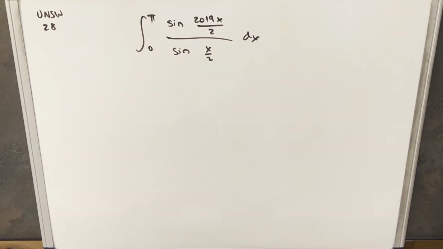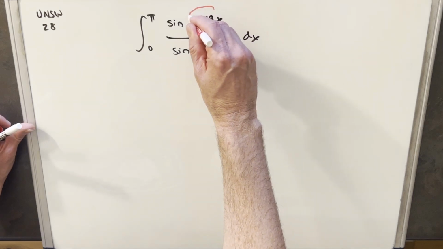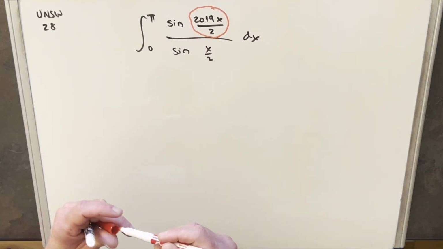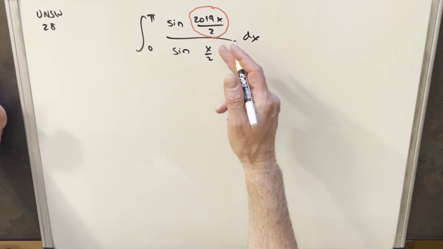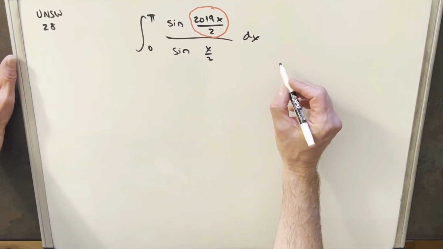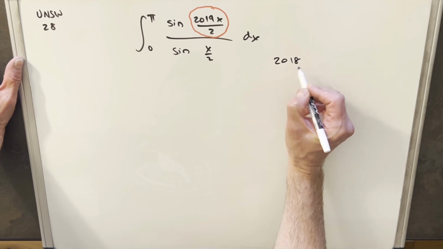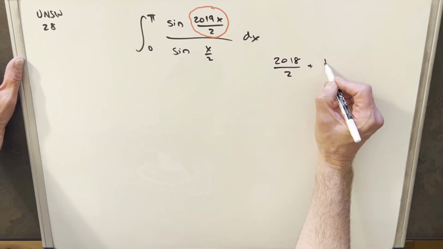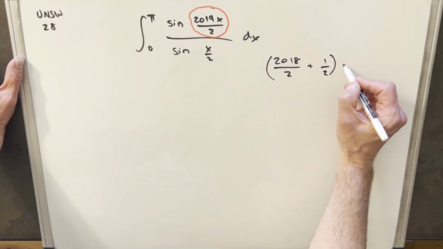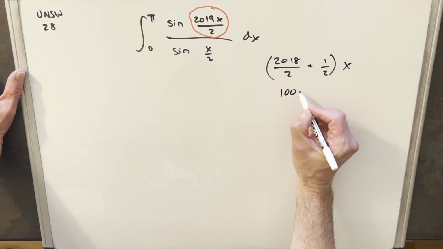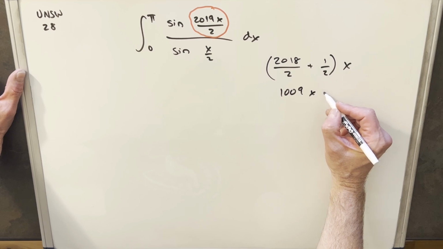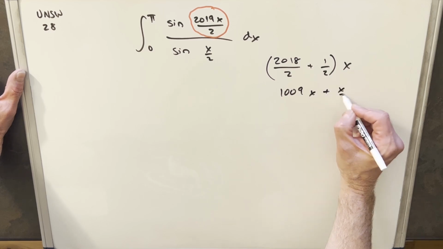So the first thing I want to do is focus on this input to the sine function here. Let's just notice that we can rewrite that 2019 over 2. We could separate that out as 2018 over 2 plus 1/2, times x. And then this 2018 over 2 is just 1009. So we could write this as 1009x plus x over 2.